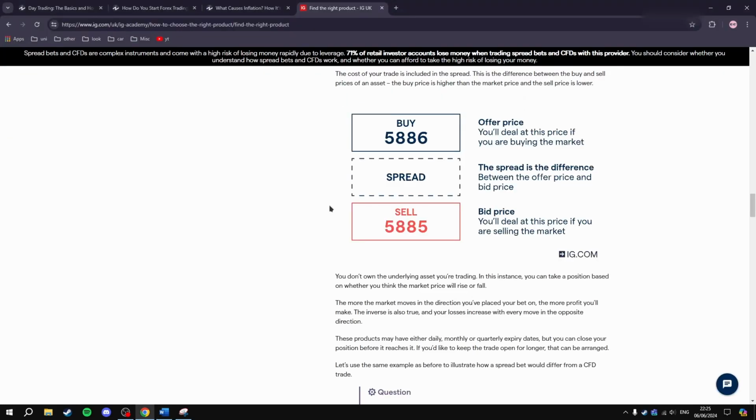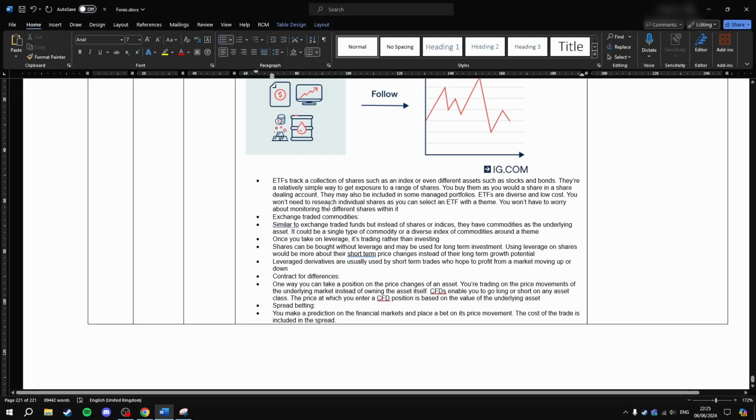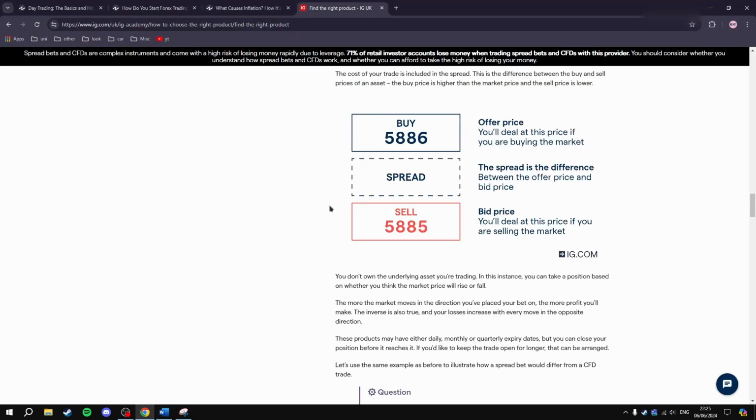This is the difference between the buy and sell price of an asset. The buy price is higher than the market price and the sell price is lower. Offer price: you deal at this price if you're buying the market, so buy at 5886. Bid price: you deal at this price if you are selling at the market, 5885. The spread is the difference between the offer price and bid price, which is 1 in this case.